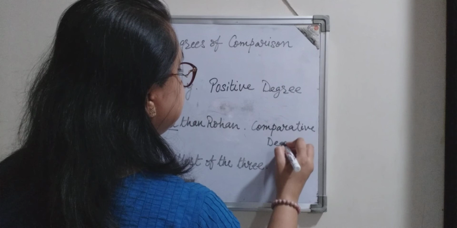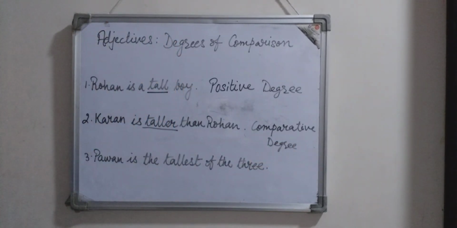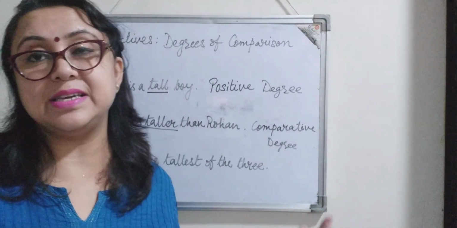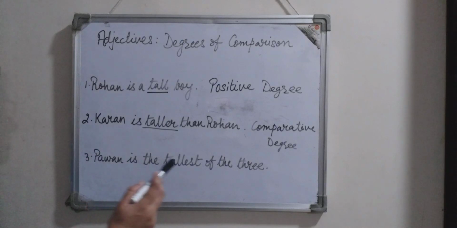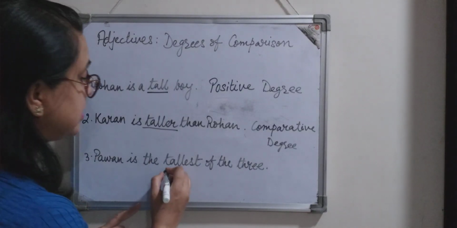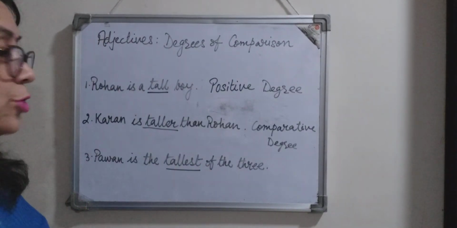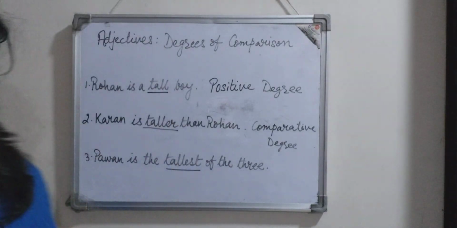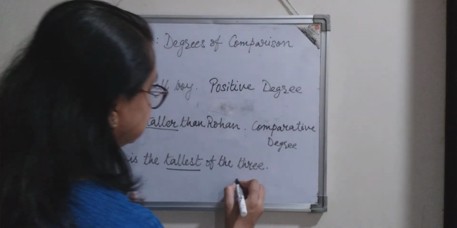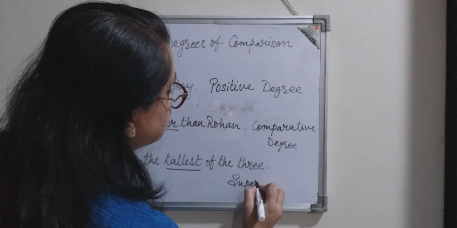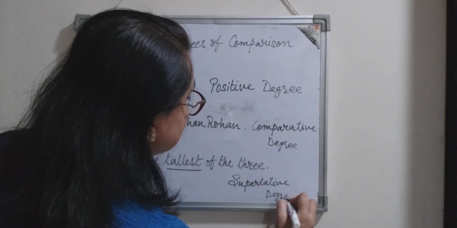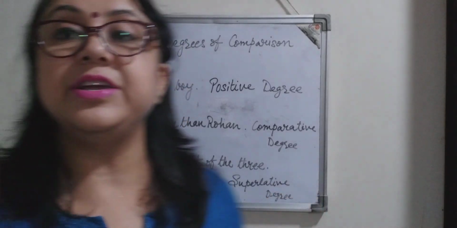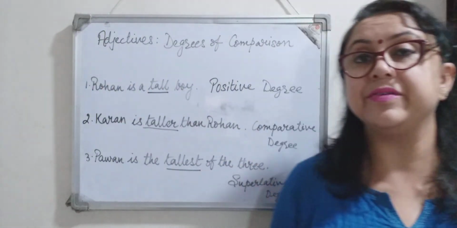Comparative degree. And the third level, the third degree is the superlative degree. We can see it with the help of this example. Pavan is the tallest of the three. So here the adjective tallest is in superlative degree. I hope the three levels, the three degrees are clear to everyone.